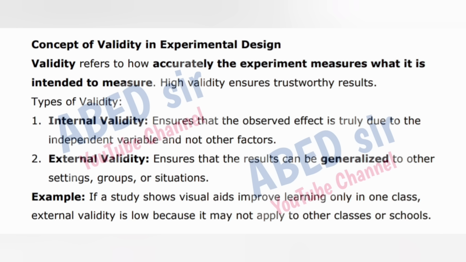Types of validity. 1. Internal validity ensures that the observed effect is truly due to the independent variable and not other factors. 2. External validity ensures that the results can be generalized to other settings, groups, or situations. Example: if a study shows visual aids improve learning only in one class, external validity is low because it may not apply to other classes or schools.